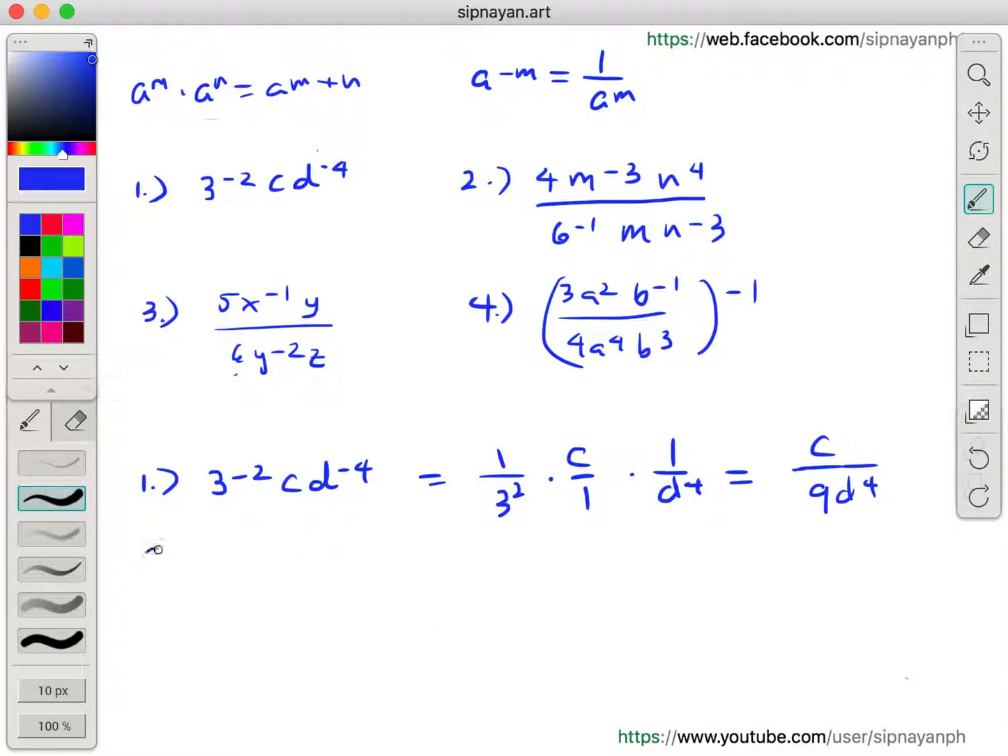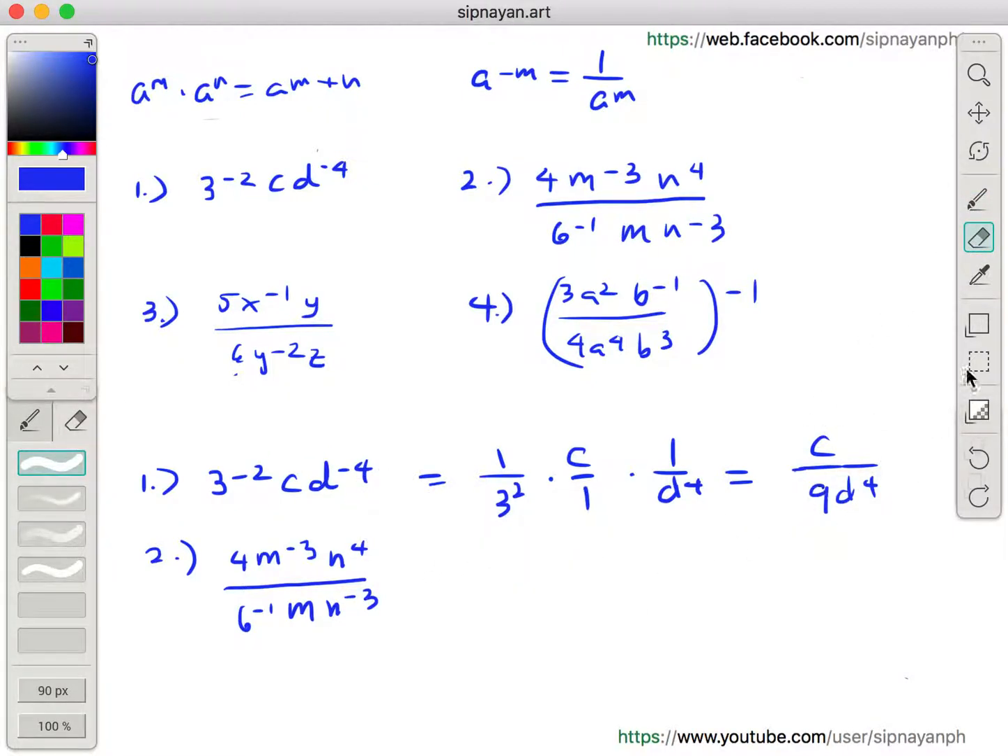Now, for example, number 2, we have 4m to the negative 3 n to the 4th over 6 to the negative 1 m n to the negative 3. Ang pinaka-method naman dito, para hindi kayo mahirapan, pwede i-retain muna yung mga merong positive exponents. Wag muna natin isulat yung may mga negative exponent. So, ito 4. 4 to the first power yan. Ibig sabihin positive exponent yan.